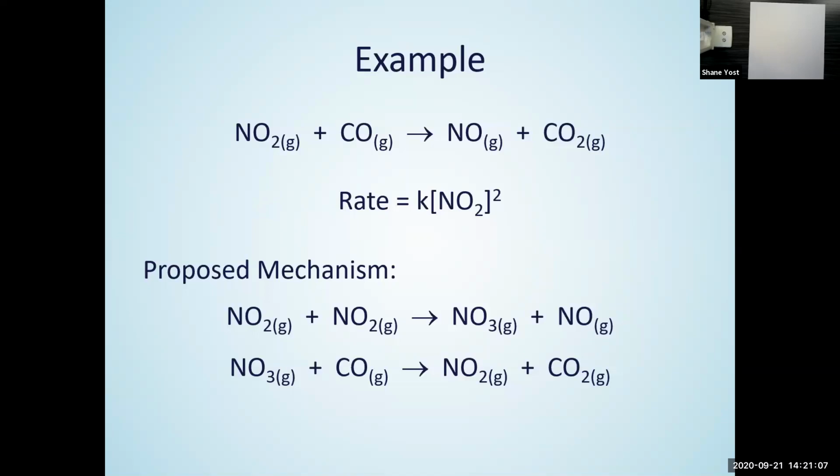NO3. NO3 does not appear in my overall chemical reaction listed at the top, and NO3 is something that is produced in my mechanism and then consumed later. It's a product and then becomes a reactant in another step that occurs later. And if you add these two elementary steps, you'll get this overall chemical reaction.